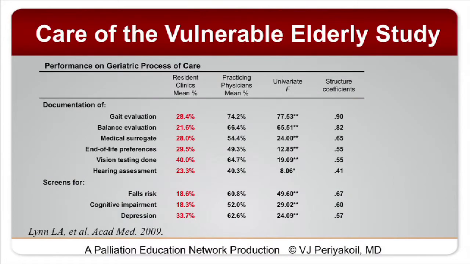As you can see from the slide, in the column labeled resident clinic, the mean performance shown in red was quite low compared to the practicing physicians. In fact, only one of these performance quality measures attained a compliance or adherence level of 40%. Almost all of them were below 30% compliance. What does that mean? It means that over 7 in 10 patients seen in the residency clinics did not get the important geriatric process of care that they needed in these training clinics.